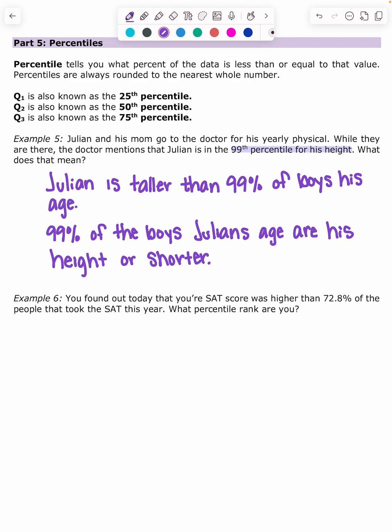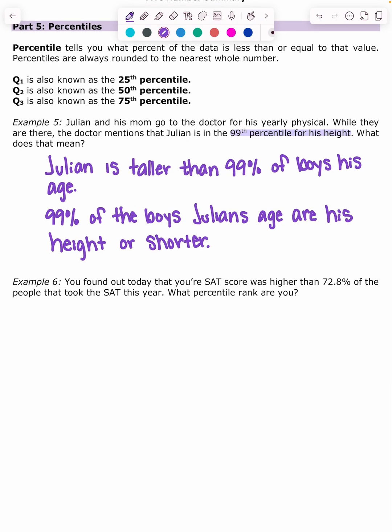So that means that if you look at Julian at whatever age he is, let's say 13, and you compare Julian to all the other 13-year-old boys that we have data on, which is a lot, he is taller than 99% of all the other 13-year-old boys that we have data on. He's tall. He's very tall.